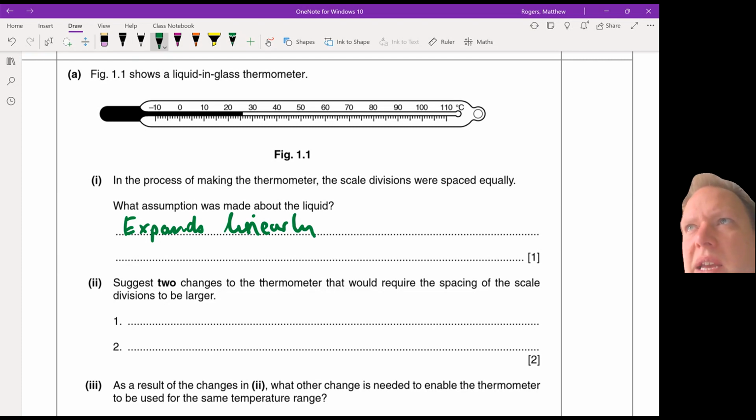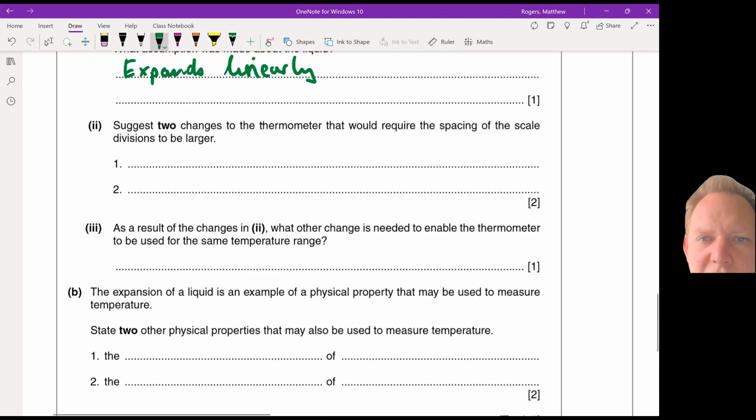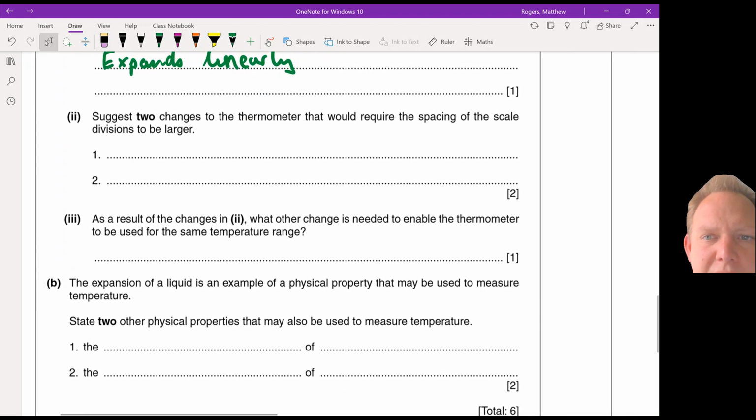So expanding linearly means that each temperature interval, each degree Celsius, will cause the same expansion of the liquid. If you've put that in your own words, that's fine. Part 2: suggest 2 changes to the thermometer that would require the spacing of the scale divisions to be larger.